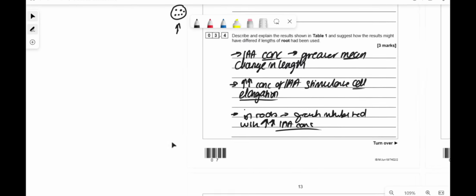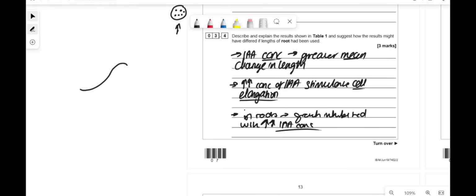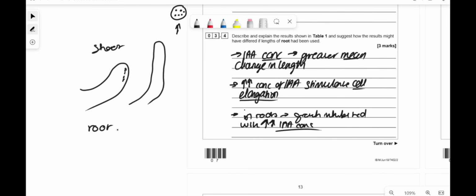It makes sense, because if you think about it, you've got a shoot here. Loads and loads of IAA down here. The cells here are going to elongate, and that's going to bend the shoot upwards. Imagine that's where the light is. In a root, however, you want the root to grow downwards. If the IAA made it grow, then it would go like this, and we don't want that. We want it to go downwards. So it inhibits growth. This side grows faster than this, so you get this downward bend.